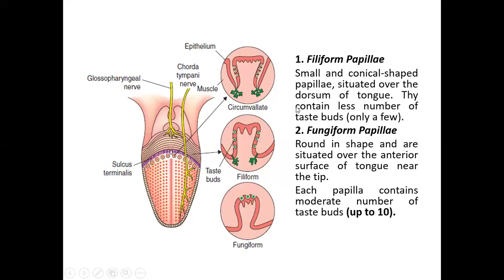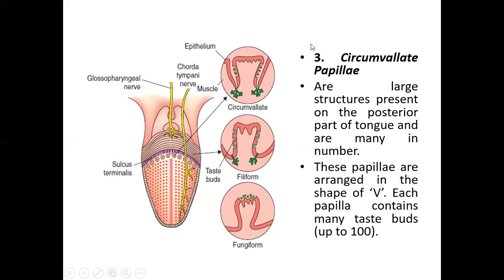Then the last one is known as the circumvallate. The circumvallate, as you can see, is found in a V-shaped structure along the sulcus terminalis. The circumvallate papillae are large structures present on the posterior part of the tongue and are many in number, okay? These papillae are arranged in the shape of a V. Each papilla contains many taste buds, approximately 100 taste buds, okay? So that's what it's showing.